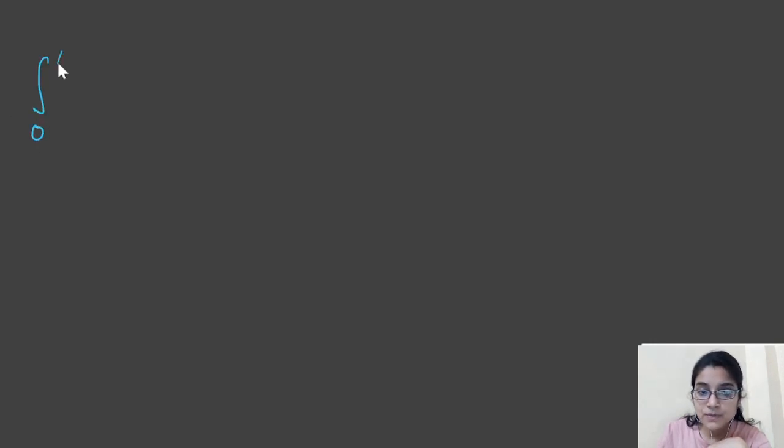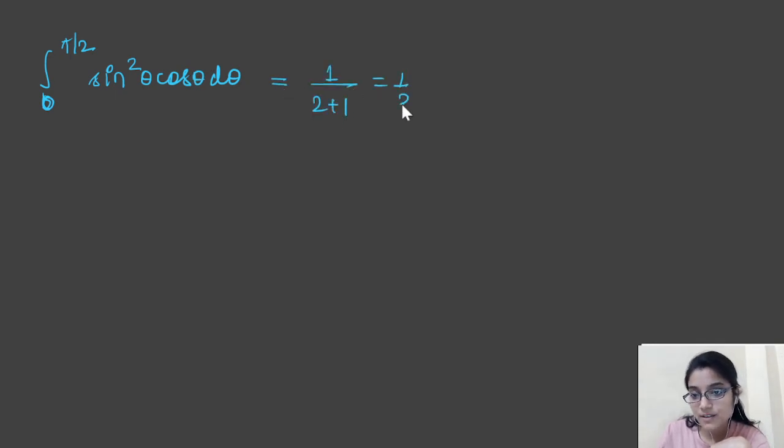There is one more trick about it. If the limit is from 0 to pi by 2, suppose you have sine square theta cos theta d theta. What you will do is take sine theta equals t, so cos theta d theta equals dt, then convert it. You don't have to do that. How? If the limit is from 0 to pi by 2 and sine and cos both are present, where one of them, either sine or cos, has power equal to 1, you just have to take 1 by the sum of their powers. The answer is in front of you.